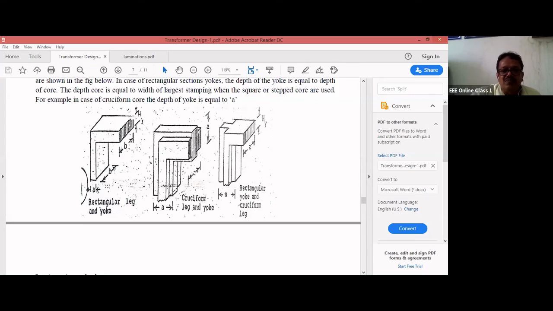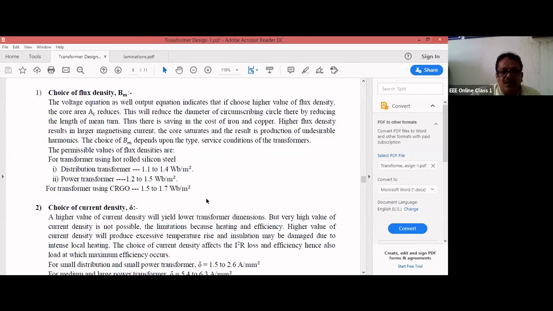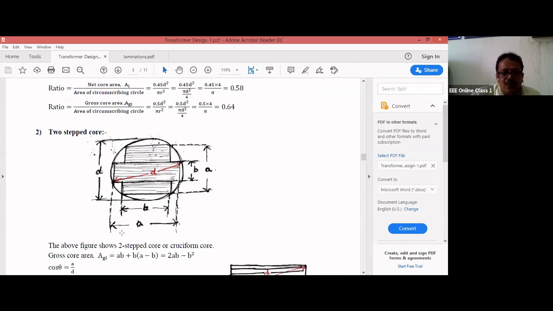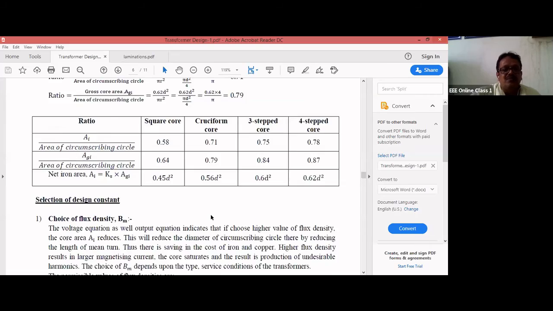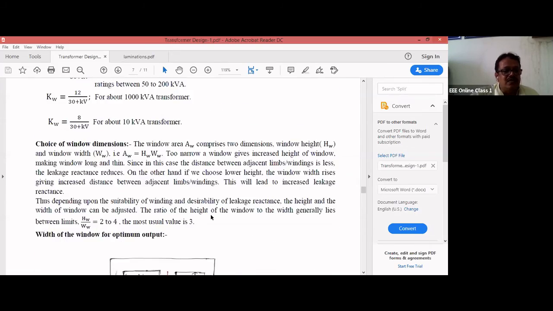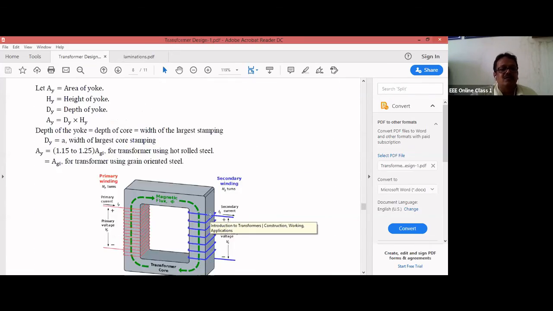What is the width of largest stamping for two-step core? The width of largest stamping for two-step core will be equal to A. This represents the depth and this represents the width. Both will be same. And the depth of the core here will be equal to the depth of the yoke also. Okay. So depth of the yoke will be the width of largest stamping. So dy is equal to A.